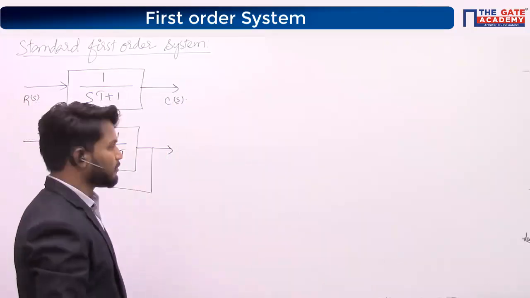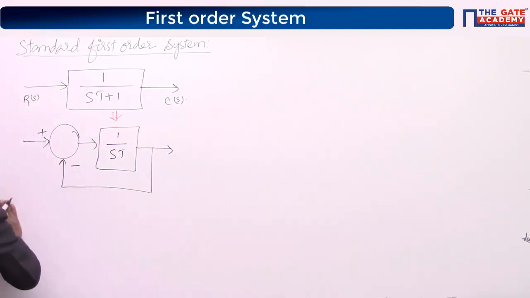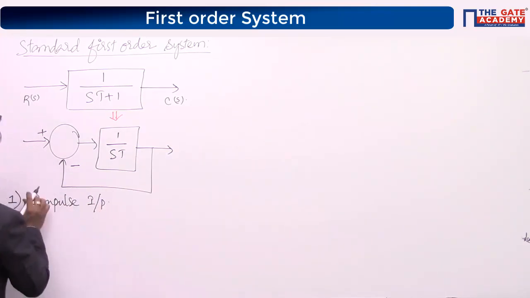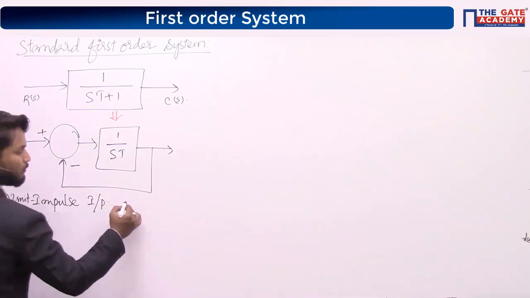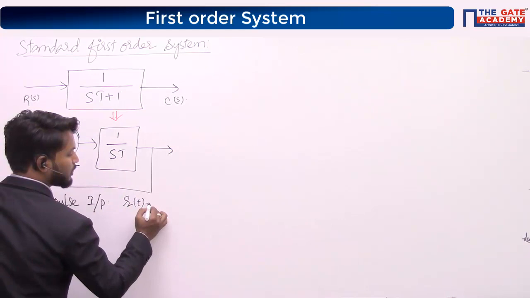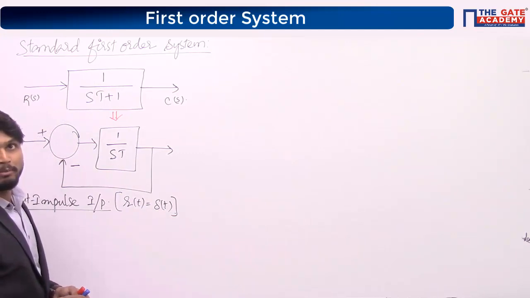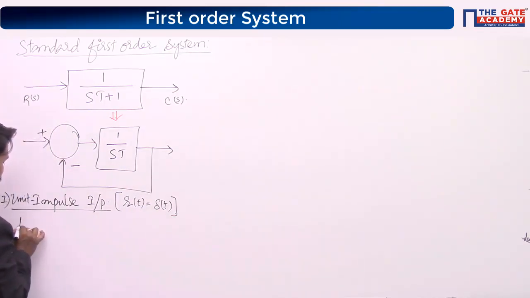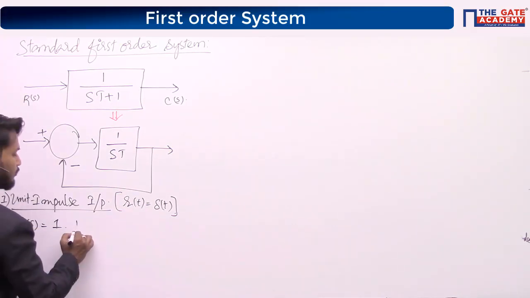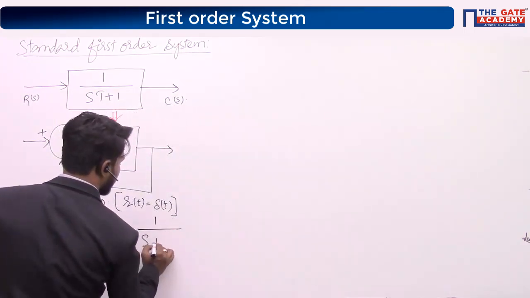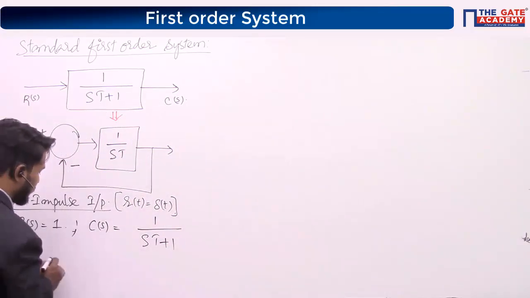So for this particular system, let us say we are feeding a unit step input. Let us first feed a unit impulse input, right? Which means r of t is equal to delta of t. If r of t is equal to delta of t, then what about R of s? R of s is equal to 1, right? If R of s is equal to 1, what is C of s? C of s is equal to 1 by sT plus 1, simply, right? What is c of t?